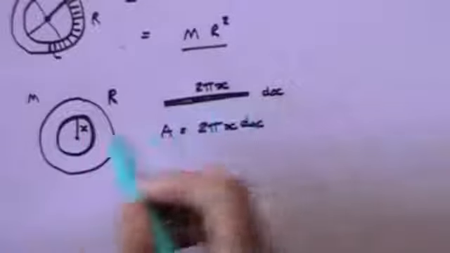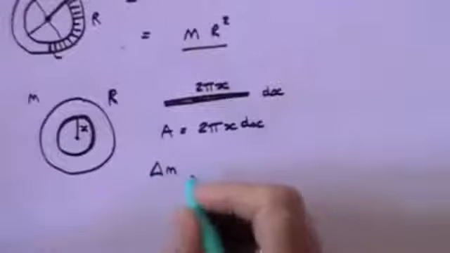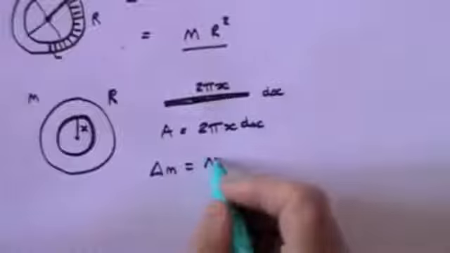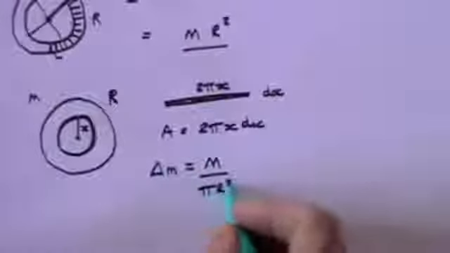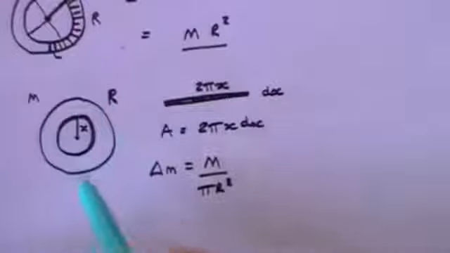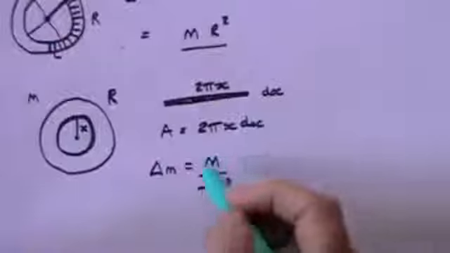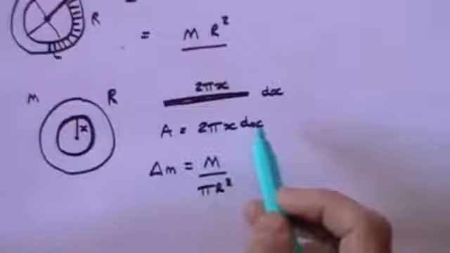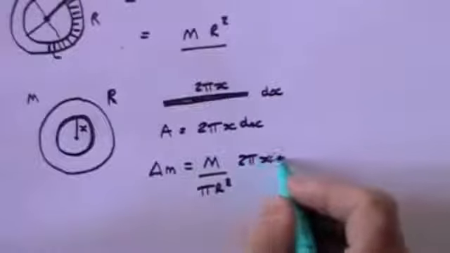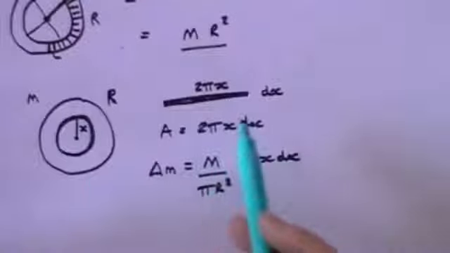What is the mass of this thin ring? Well, the mass, which I'm going to call delta m, is equal to essentially the area density, which is the total mass divided by the total area. The total area of a disc, of course, is pi r squared. So that's the two-dimensional equivalent of density, mass per unit area rather than mass per unit volume. And you multiply that by the actual area of the ring, 2 pi x dx. So that's the mass of the ring. It's the mass per unit area times the area of this ring.